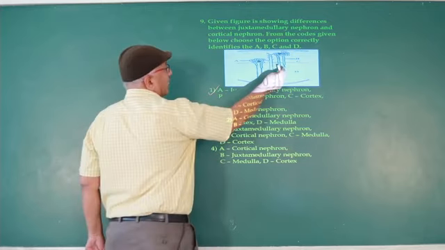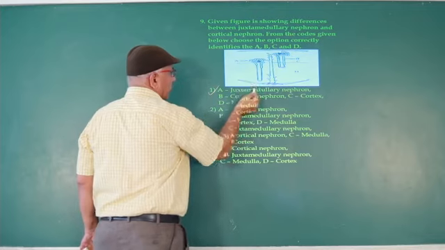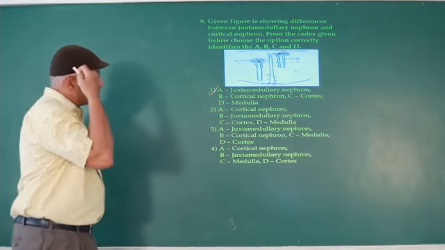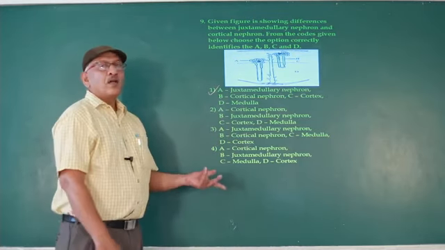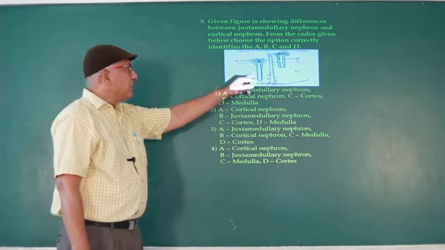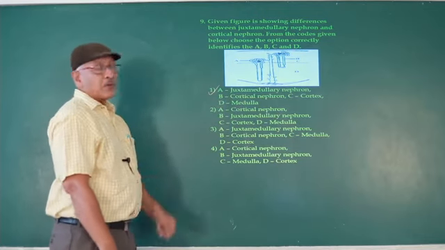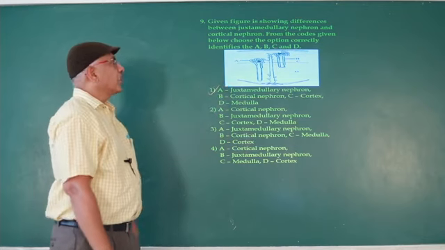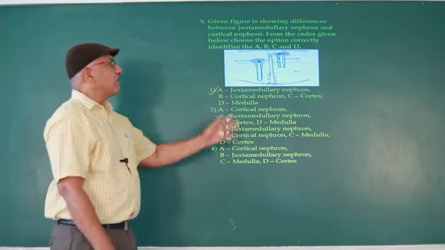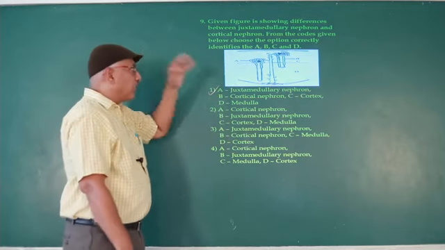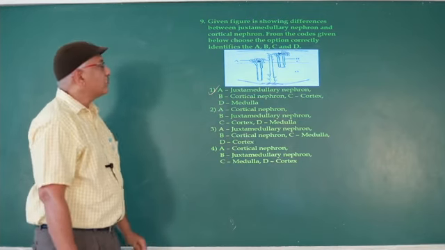Another difference, in cortical nephron, loop of Henle is short. In juxtamedullary nephron, loop of Henle is long. In cortical nephron, vasa recta may or may not be present. In juxtamedullary nephron, vasa recta is well developed, present around the loop of Henle. 85% nephrons are cortical nephrons, 15% are juxtamedullary nephrons.